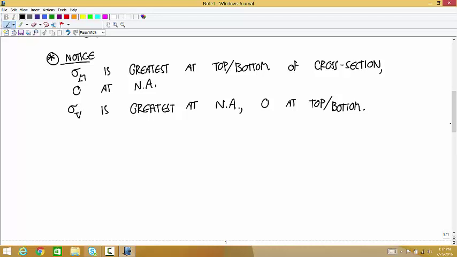Okay, so before we get into the calculation of the stress due to shear force, we need one mathematical definition, one mathematical preliminary.